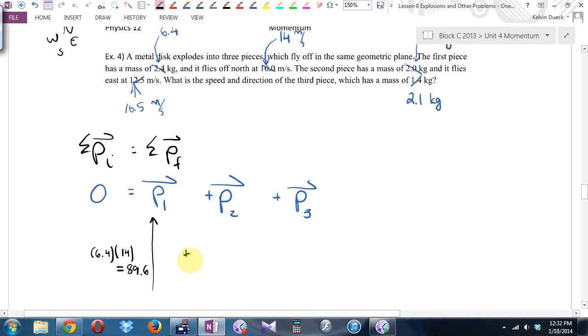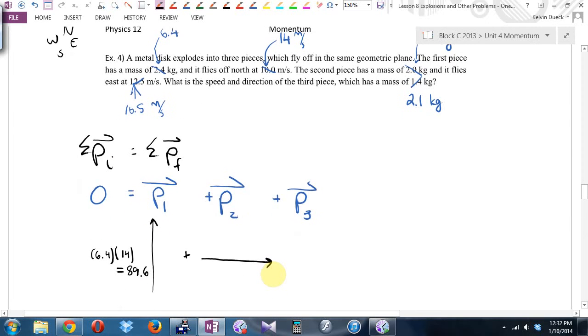The second piece, direction: East. Momentum, 6 times 16.5. That I think I can do in my head. 6 times 16 is 96. 99? Double check me. Is it? No, the whole thing, 99, right? Right?